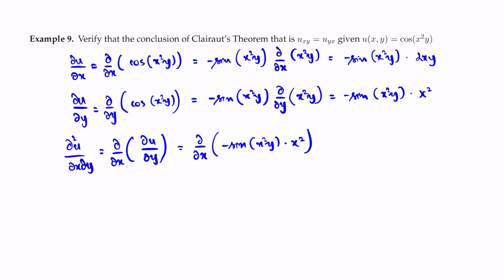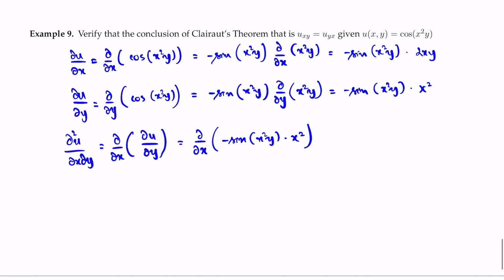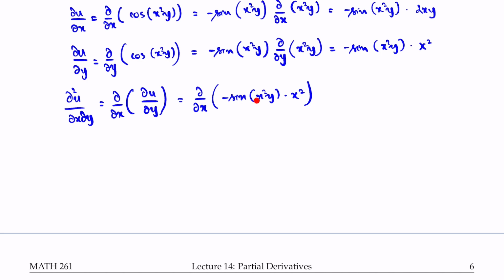Alright, so this gets quite complicated because here you get a product rule, and this is with respect to x. So this is still a function. This is not a constant. So you have to apply product rule of derivative. Now, before I apply the product rule, I'm going to take the negative sign out of the derivative operation, so I don't have to worry about the negative sign anymore. So negative of partial x of sine of x squared y times x squared.